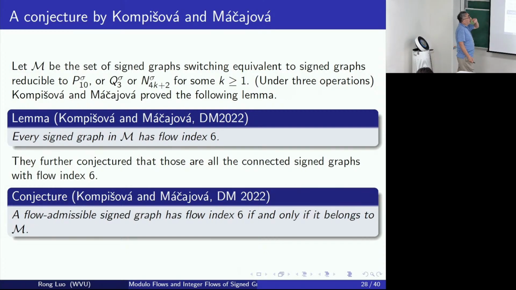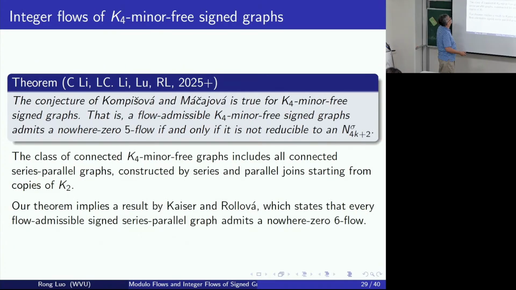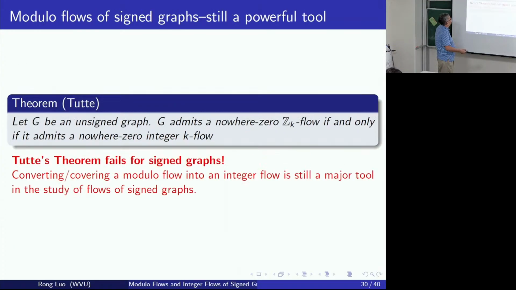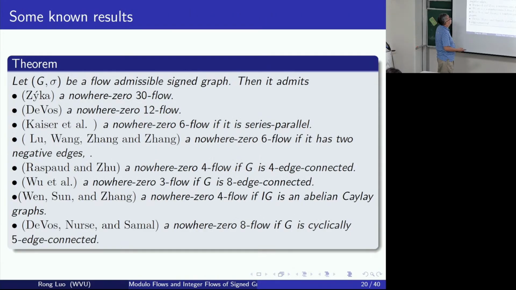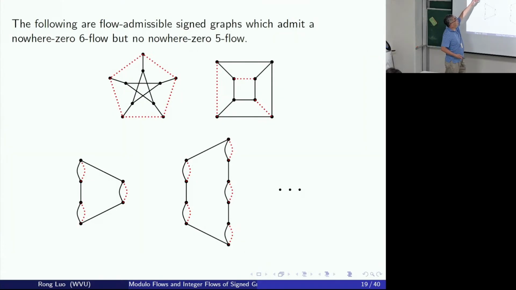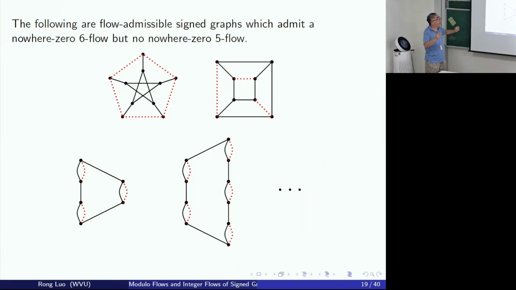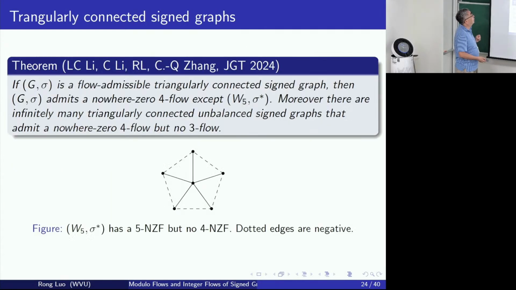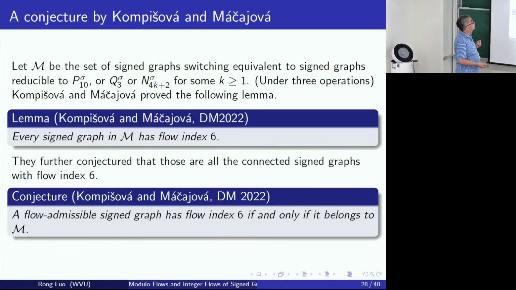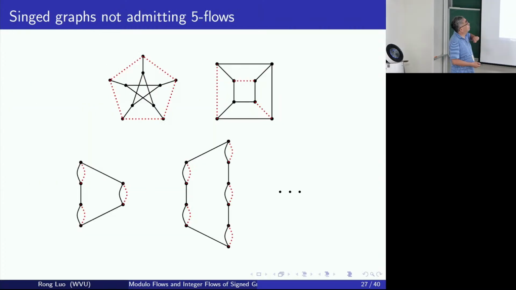Another conjecture here is, as I mentioned earlier, that so far, those are the only basic graphs we know that do not admit a nowhere zero 5 flow. So those are the graphs here.